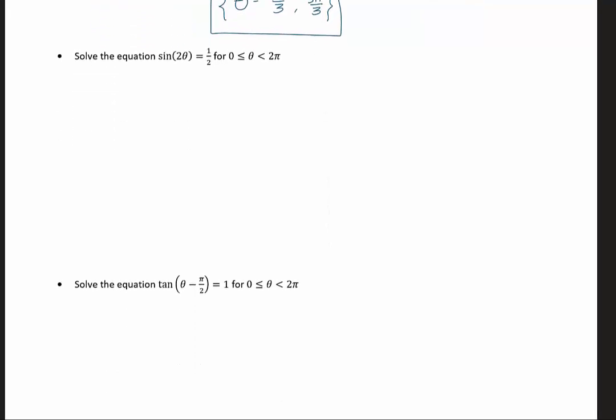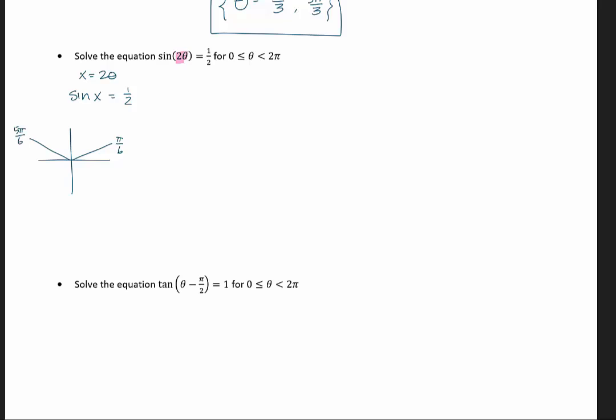Now things change a little when we have something like 2 theta on the inside. And so what I do is I substitute for 2 theta: I'll take x and set it equal to 2 theta to make my life a little bit easier. So I'm really looking at the sine of x is equal to 1/2. And I know where sine of an angle is equal to 1/2. That's at pi over 6 and 5 pi over 6.